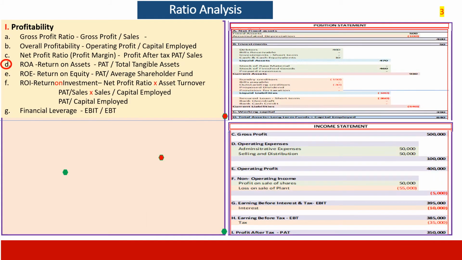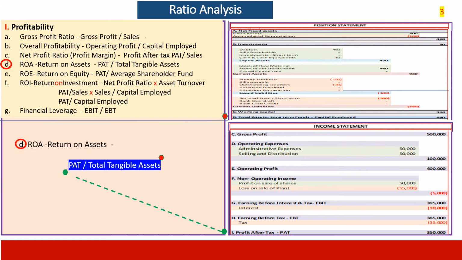That brings us to next one, return on assets. Once again, it is PAT, the bottom line, which is profit after tax, on total tangible assets. As we said, the entire funds invested in the company, excluding fictitious assets and goodwill, is capital employed, and PAT is nothing but the profit after all things, including tax, go out.